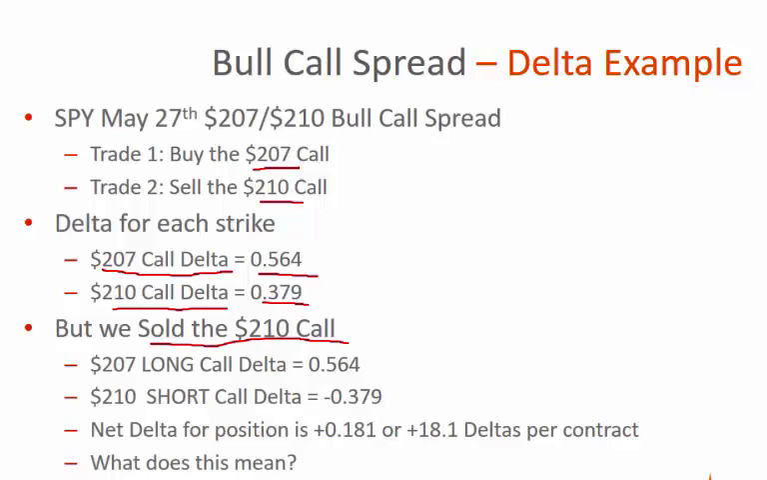So now we have these two positions, our first one being the 207 long call with a delta of 0.564. But now our 210 short call delta, the sign changes from a positive to a negative, and that's because we sold the call option. The delta for that is minus 0.379. So when we add these two together, we get our net delta for the bull call spread. And the net delta is 0.181, or 18.1 deltas per contract.